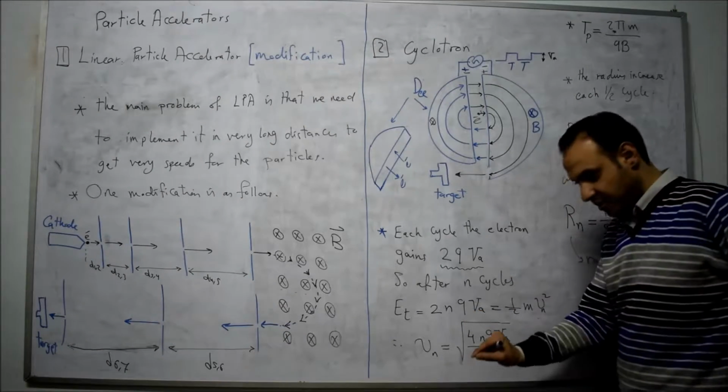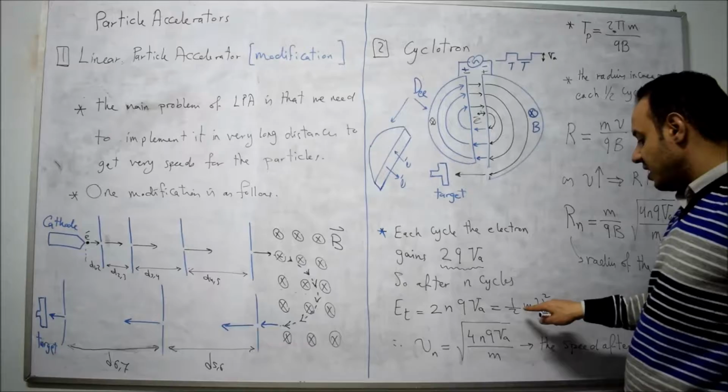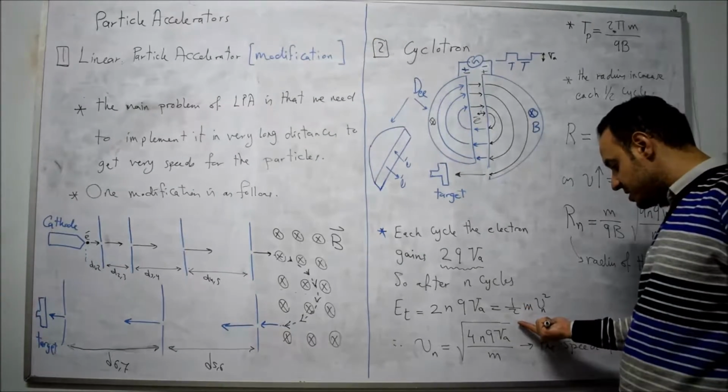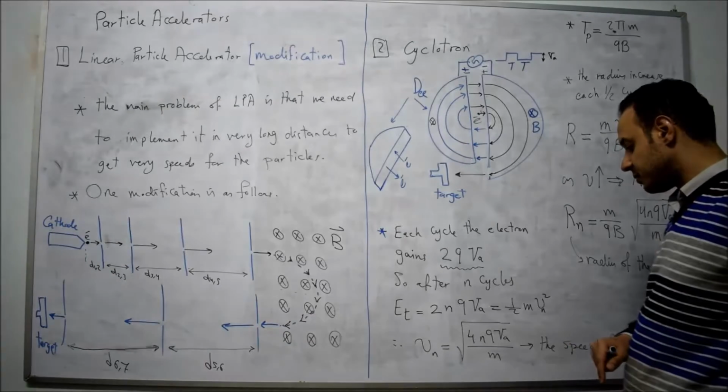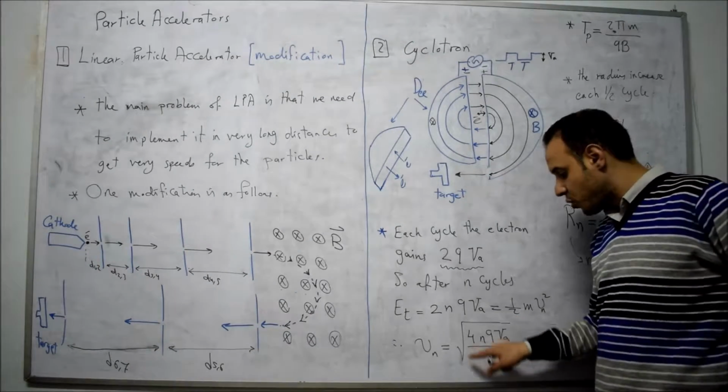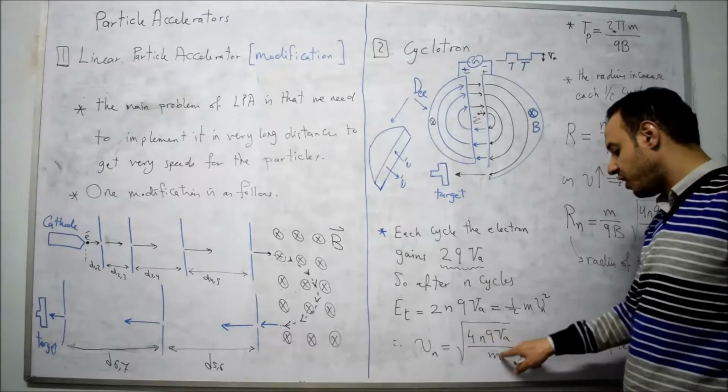So after n cycles, the total energy of the electron is 2n QVA. So the speed at n cycle is Vn, and the kinetic energy is half the mass Vn squared. So Vn, which is the speed after n cycle, is equal to the square root of 4n QVA over m.